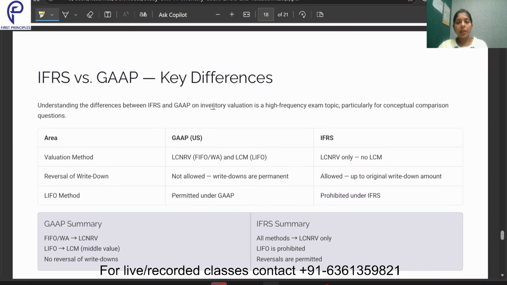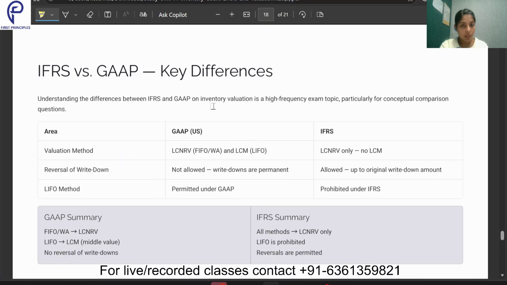One very important difference is between IFRS versus GAAP. In case of GAAP, both the LCNRV and LCM methods are allowed, but in IFRS only LCNRV is allowed. Why? Because in IFRS we don't follow the LIFO method of accounting, and LCM is related to the LIFO method of accounting.